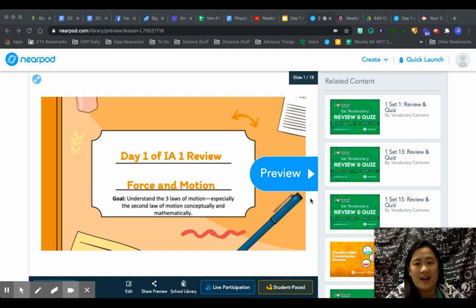Science is not until Thursday, so we have 3 days of review. Today's our first day. So today is day one of review, and our topic is force and motion. Our goal is to understand the three laws of motion, especially the second law of motion, mathematically and conceptually today.